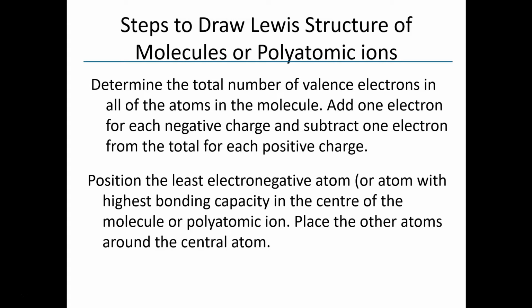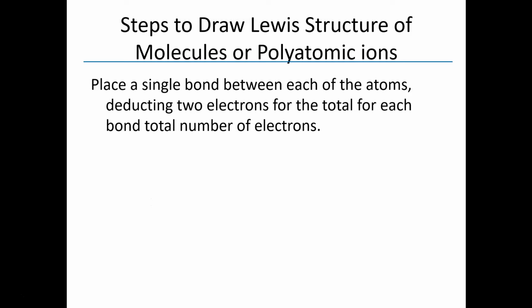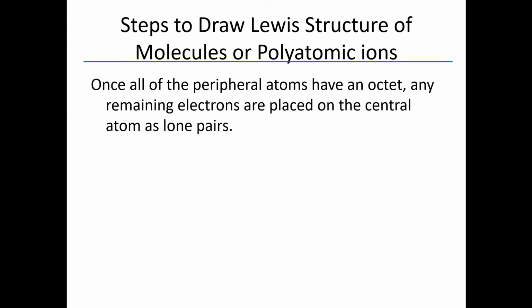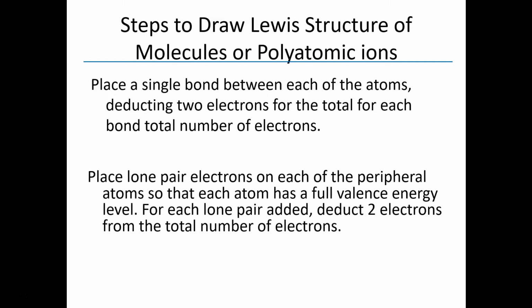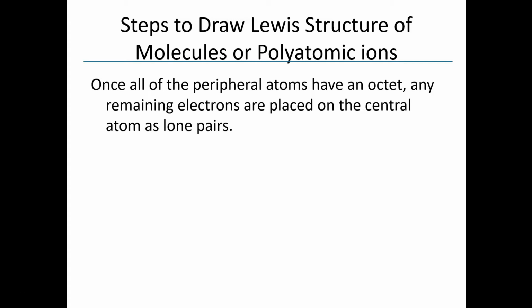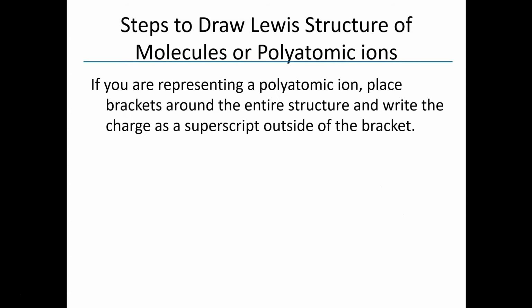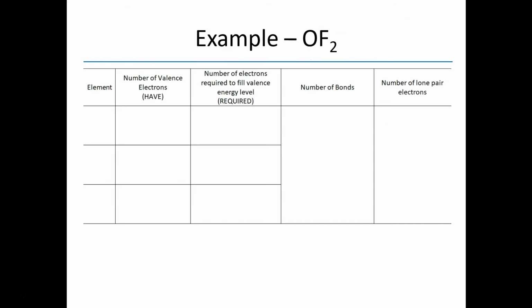We'll put the least electronegative element, or the one with the highest bonding capacity, in the center, and the others around. We'll add a single bond, subtracting from the total. Then we'll place lone pairs so that our peripheral atoms all have an octet. Any extra electrons after the peripherals all have an octet go on the central atom. If the central atom is lacking a full valence energy level, we'll move lone pairs to give it double or triple bonds. And if it's a polyatomic ion, it goes into square brackets.